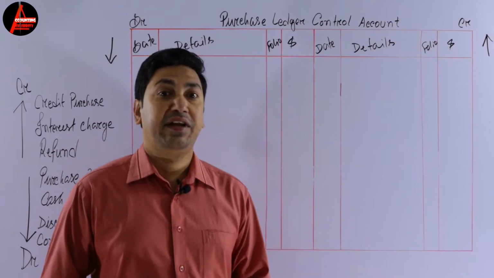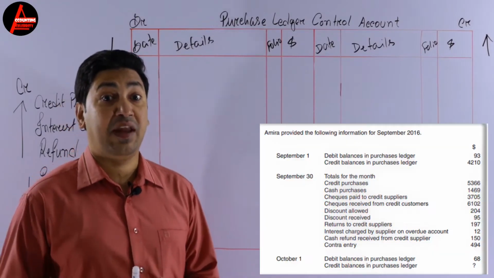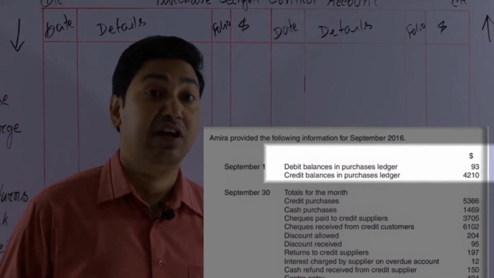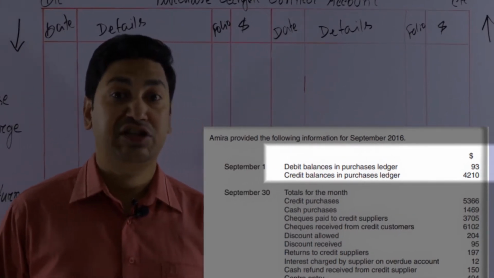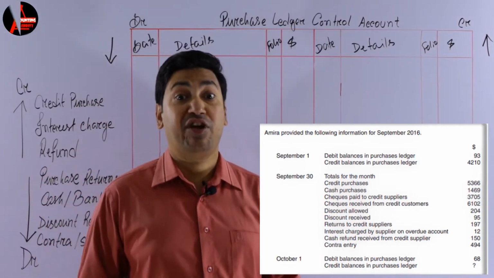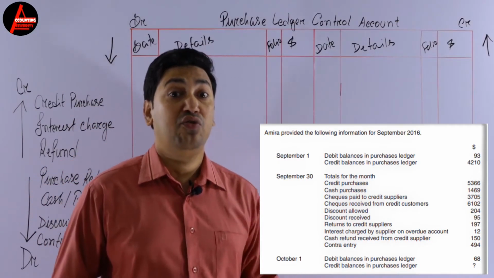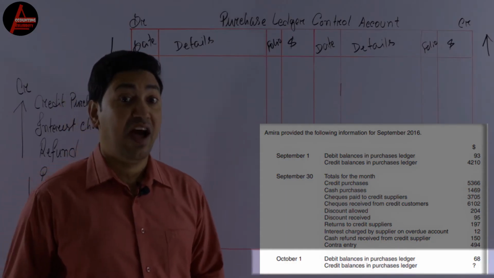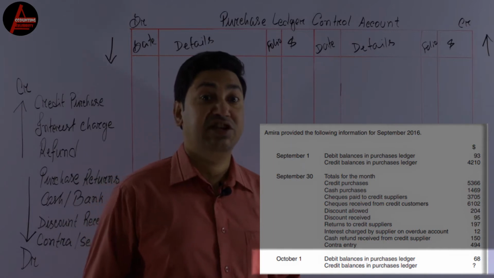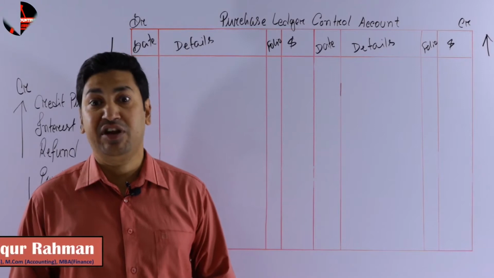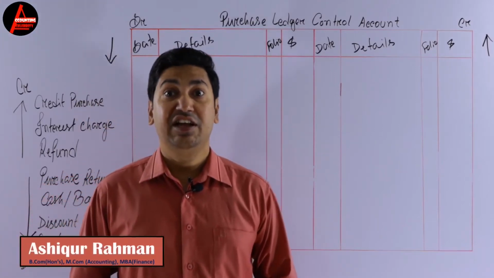Then look at here, September 1st, there are two balances. Debit balance in purchase ledger, $93, and credit balance in purchase ledger, $4,210. At the end of the question, 1st October, what is written? Debit balance in purchase ledger, $68, and credit balance in purchase ledger is a question mark. That means you need to calculate the credit balance of purchase ledger.